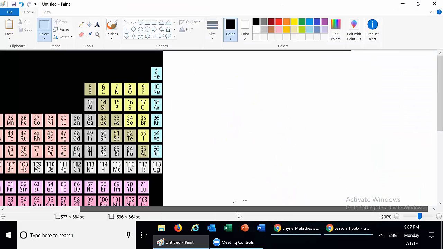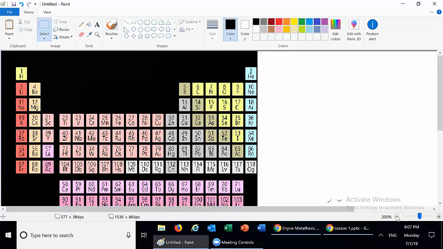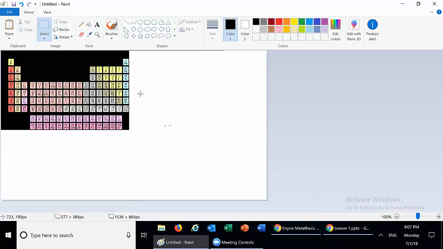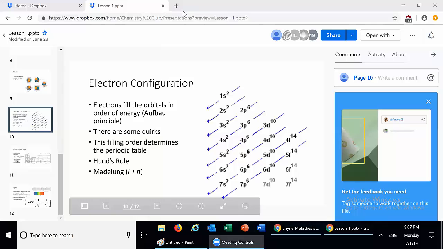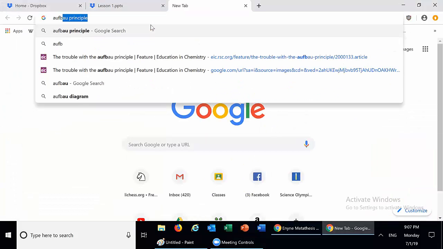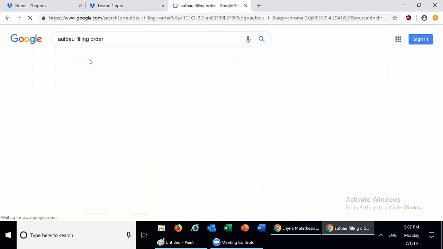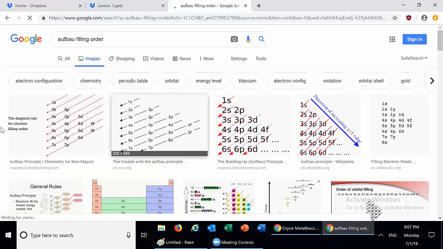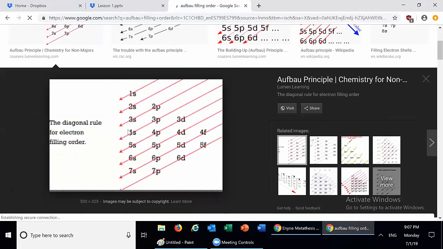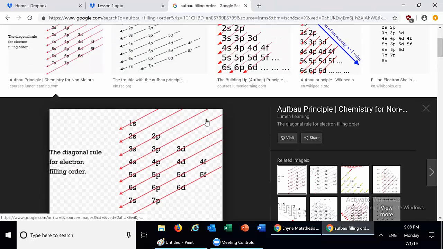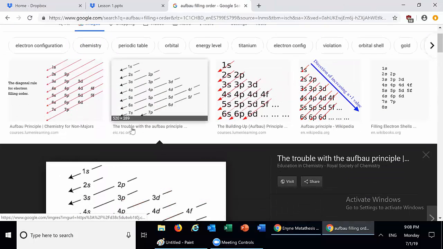So I got this nice picture. Let me see if I can zoom out a bit. Oh, the picture's gone. Let me just find one. Let me just get the list. You should memorize this list, but for now we can just use a picture. Okay, here we go.